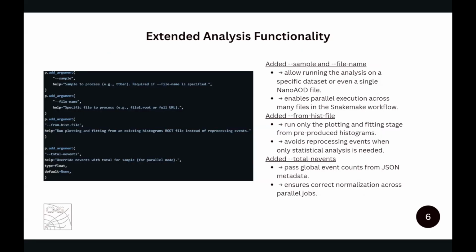To make the AGC analysis more flexible, several new command line options were added to analysis.py. So, a sample and file name allow processing a specific dataset or even a single NanoAOD file, which is essential for parallel execution. From hist file enables running only the plotting or fitting stages from pre-produced histograms, so you don't need to reprocess events every time. And total N events allows proper normalization across multiple files by passing the global number of events from metadata. These small changes significantly improve the modularity and scalability of the workflow.